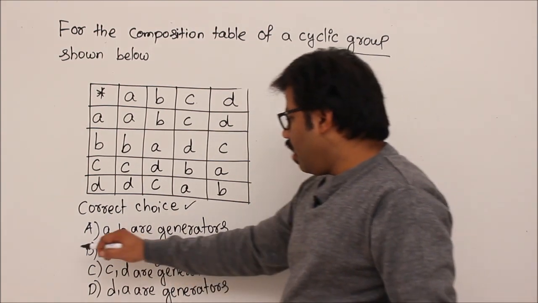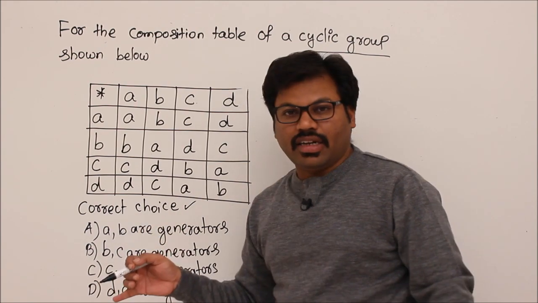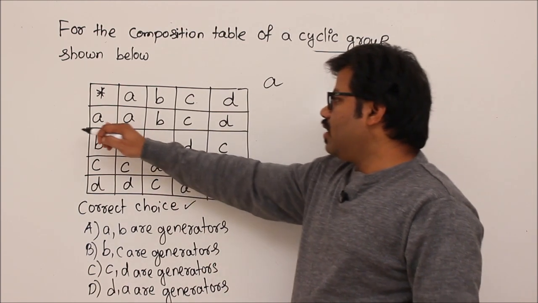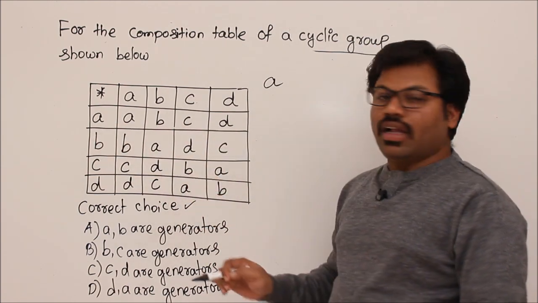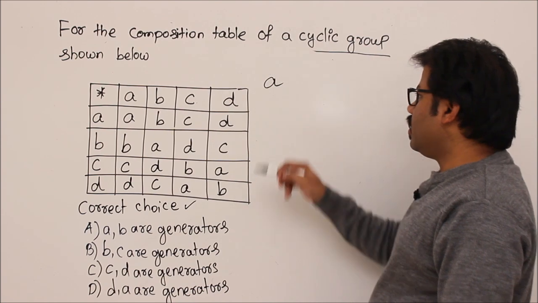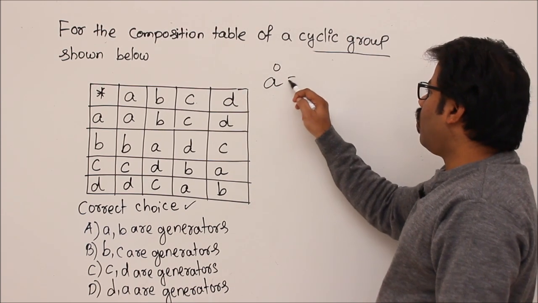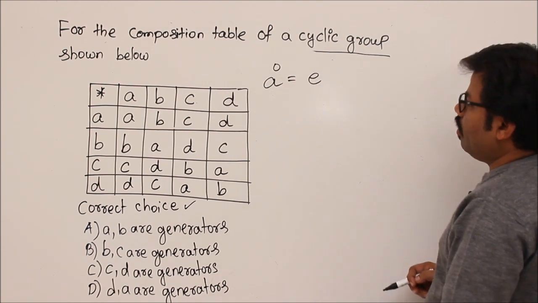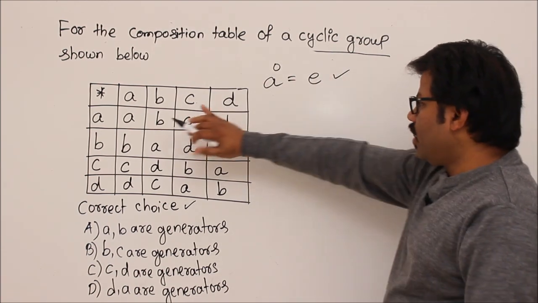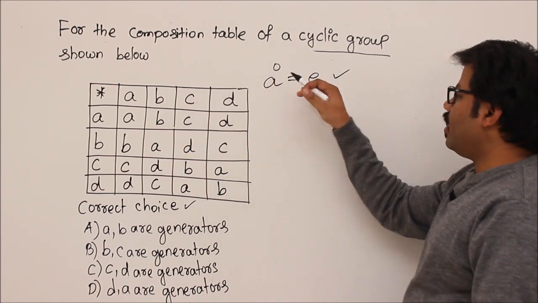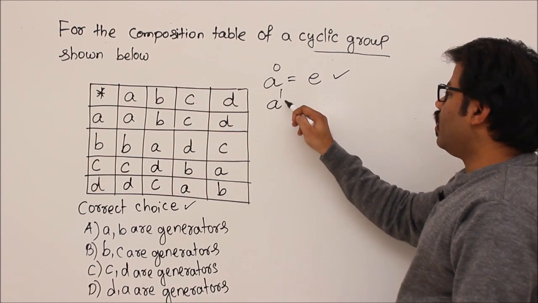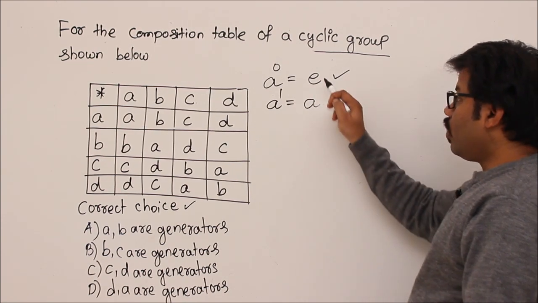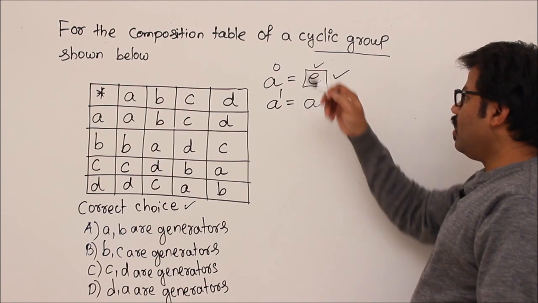Now we'll see. Option A: A, B are generators. Really? First A should be a generator, right? But I doubt A is a generator because A is an identity element. So it cannot generate all the elements. I will tell you the reason. See, A power 0, obviously for any element, is E, that means the identity element. Whatever, I don't know what the identity element is here, but it definitely generates the identity element. A power 1 onwards we will see. So what is A power 1? Don't get confused here. I am using E as a symbol.